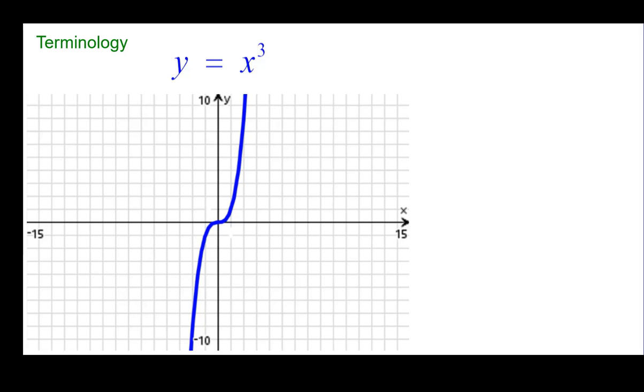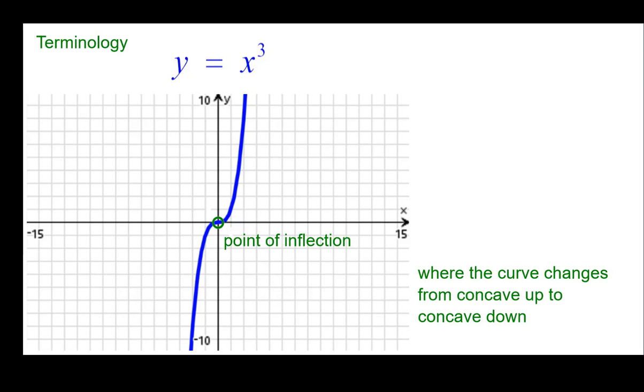Let's consider some terminology. The origin on this graph is called the point of inflection. Point of inflection is where a curve changes concavity. So it goes from concave up in the first quadrant to concave down in the second quadrant. Half of a smile in the first quadrant, half of a frown in the third quadrant.